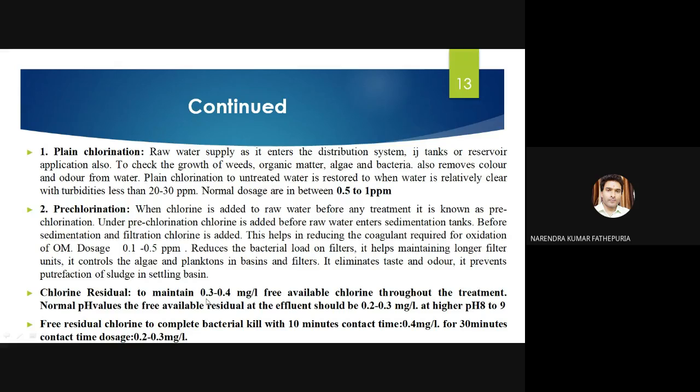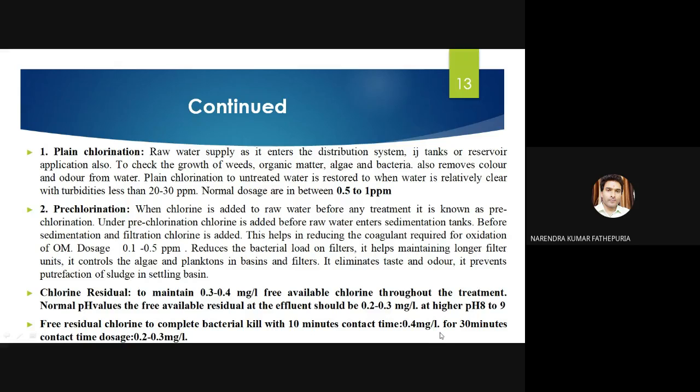Chlorine residuals to maintain: 0.3 to 0.4 mg per liter free available chlorine throughout the treatment. At normal pH values, the free available residual at the effluent should be 0.2 to 0.3 mg per liter. At higher pH, which is 8 to 9, the doses should increase. Free residual chlorine is needed to complete the bacterial kill within a 10 minute contact time. At least 10 minutes are required to kill the bacteria, so this contact period is required for it.